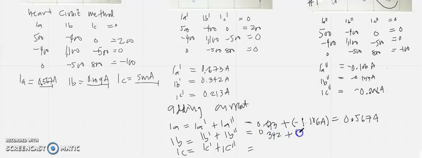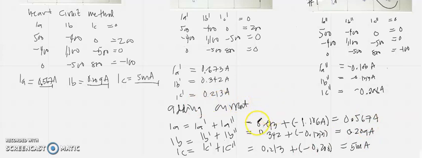For IB, we have 0.342 plus negative 0.133. This is equals to 0.209 ampere. For IC, we have 0.213 plus negative 0.208. So this is equals to 0.005, so automatically 5 milliampere.